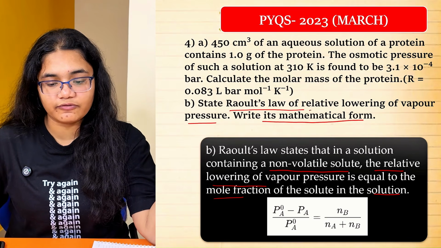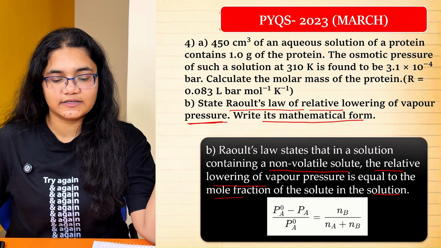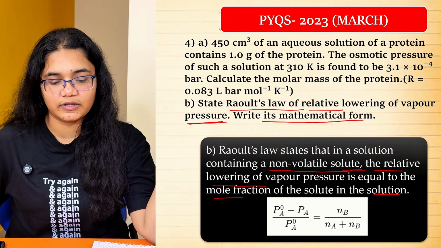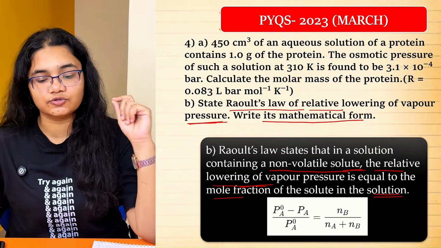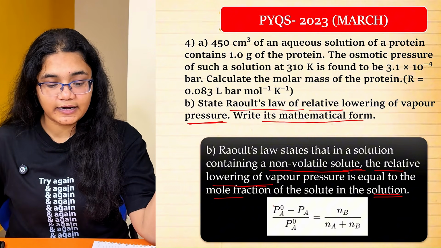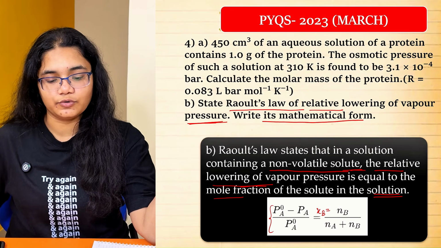State the Raoult's law of relative lowering of vapor pressure. So Raoult's law states that in a solution containing a non-volatile solute, the relative lowering of vapor pressure is equal to the mole fraction of the solute in the solution. Relative lowering of vapor pressure is equal to the mole fraction of the solute.